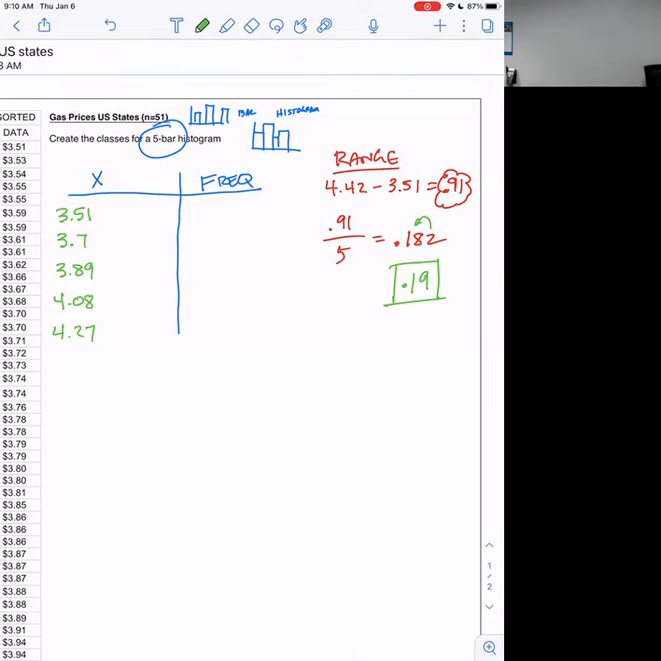So let's take a look over here. So let's see what you have. What do you need to do with that gas right there?